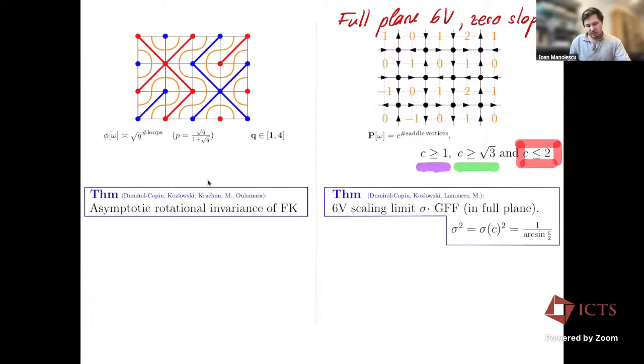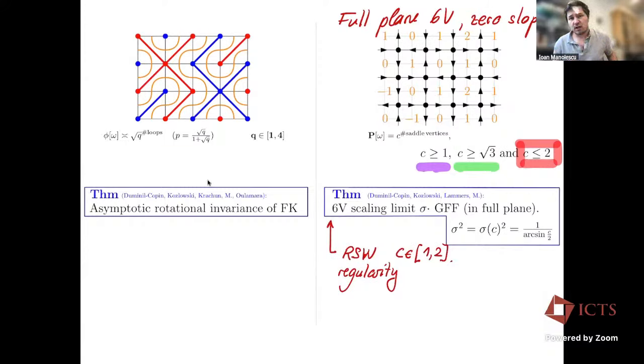Well, there are several elements that go into this proof that maybe I should mention now so that we know what we're talking about. So we have a certain understanding of the height function, a kind of qualitative understanding of the height function in the regime C between 1 and 2 via RSW type results. So these results essentially tell you that the height function is delocalized and behaves qualitatively like a GFF. It's also the kind of thing that allows you to take subsequential limits.